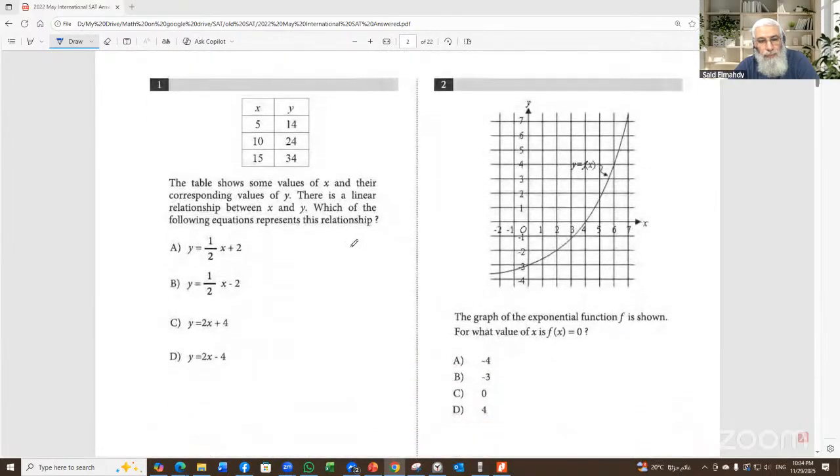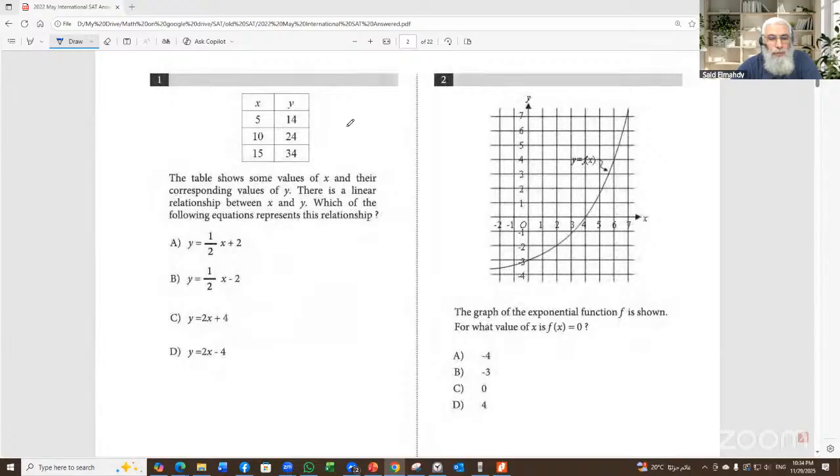Question number 1. XY, this is a table. The table shows some values of X and their corresponding values of Y. There is a linear relationship between X and Y. Which of the following equations represents this relationship?